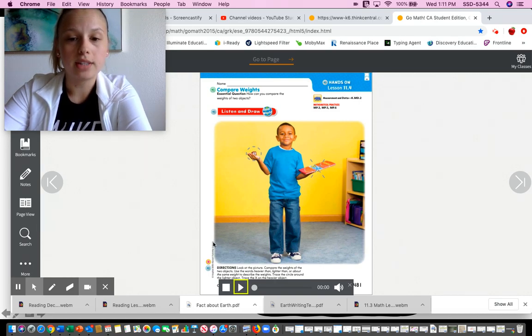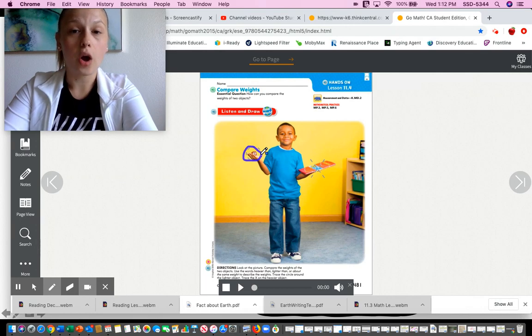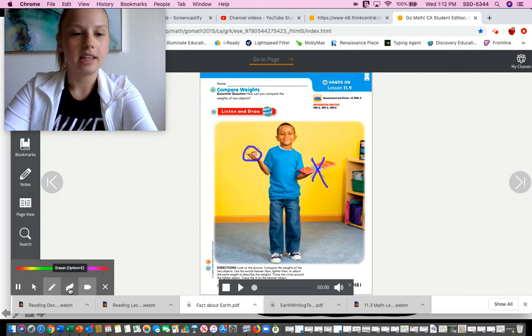I want you to trace a circle around the lighter object. So the lighter one. Which one's lighter? The block. Good. Now trace an X on the heavier object. Which object weighs more than the other? The book is heavier. Good. Nice job. Keep your work. Let's flip to the next page.